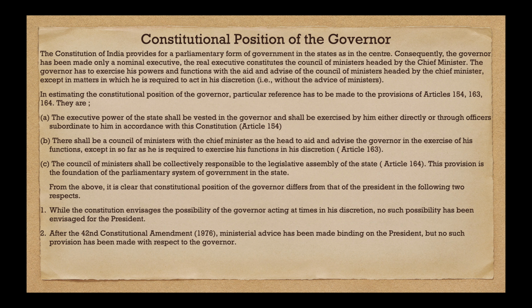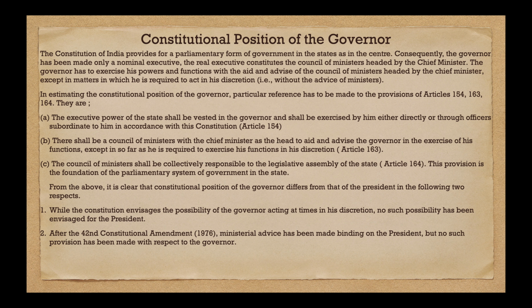Article 154. There shall be a council of ministers with the chief minister as the head to aid and advise the governor in the exercise of his functions, except in so far as he is required to exercise his functions in his discretion. Article 163. The council of ministers shall be collectively responsible to the legislative assembly of the state. Article 164. This provision is the foundation of the parliamentary system of government in the state.